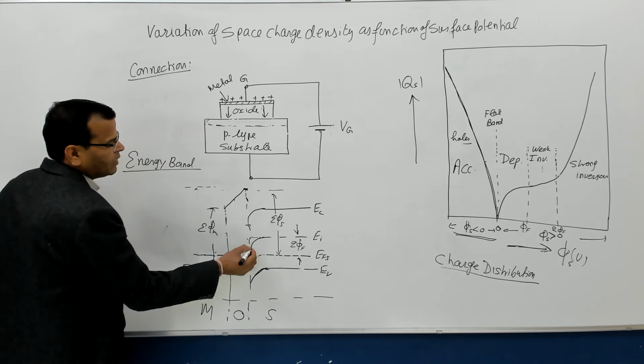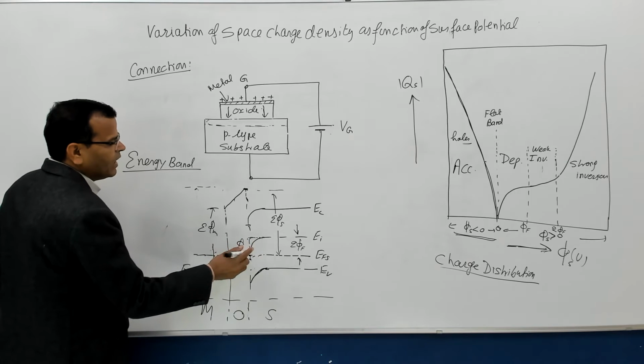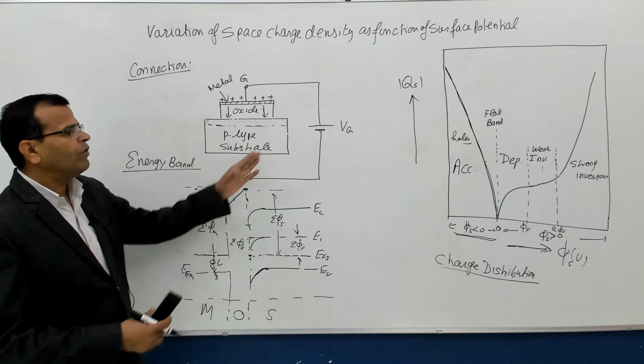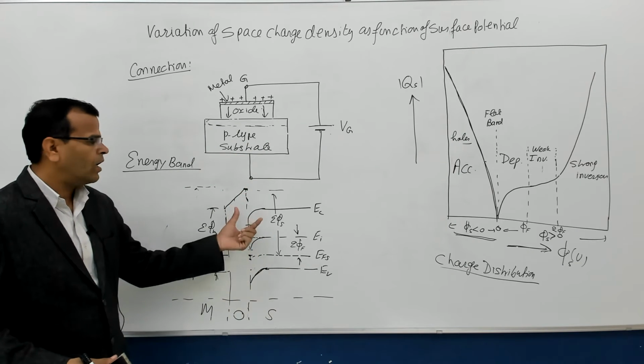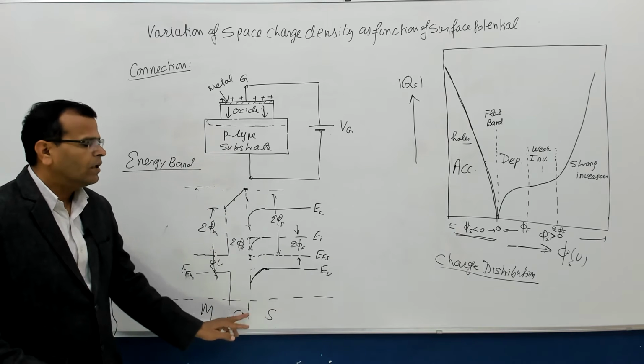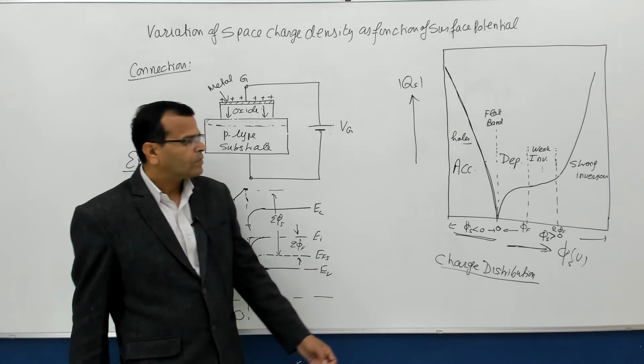So again, this shift of the Fermi level is nothing but q into phi s. Phi s is nothing but the surface potential here. So when you are giving positive potential, the energy levels are bending downward at the semiconductor oxide interface. Let us see on this side.